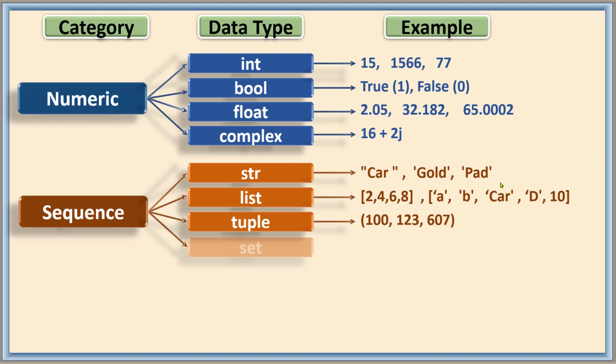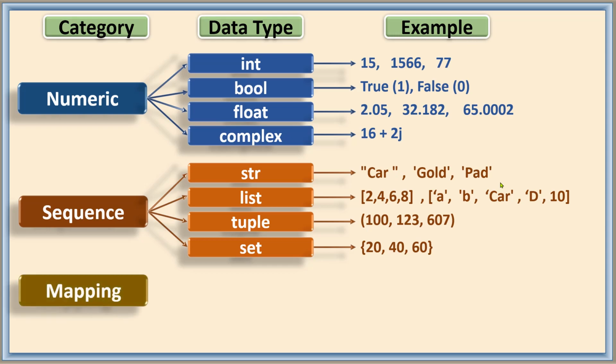Now in sequence, the last one we are having here is set. This is always indicated inside the curly bracket. All these we will see in different videos in future. So just remember these are the data types now.